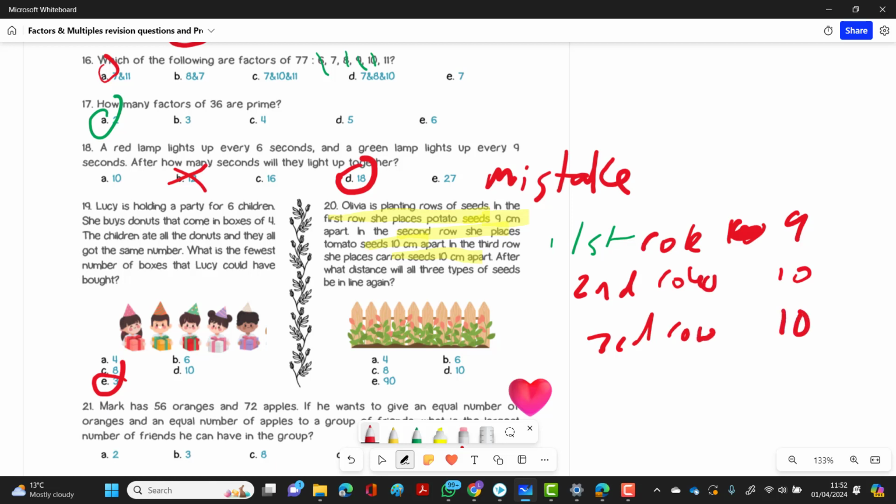So you've got to find the lowest common multiple, the number that is in all three of those times tables. So if you go through the 9 times table: 9, 18, 27, 36, 45, 54, 63, 72, 81 and 90. So it's 90, that's easy.